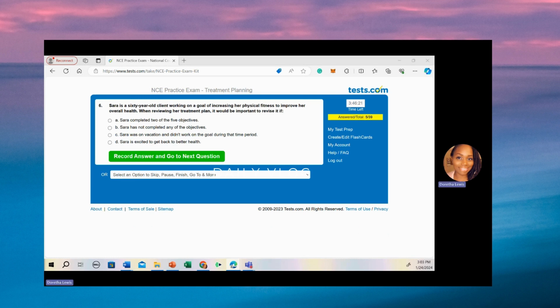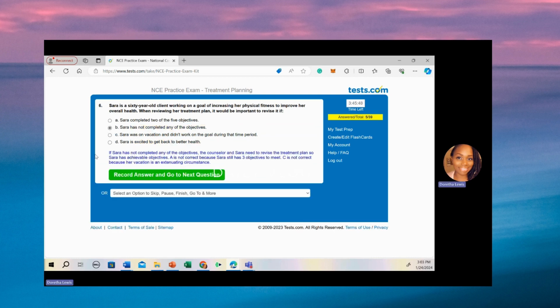Sarah is a 60-year-old client working on a goal of increasing her physical fitness to improve her overall health. When reviewing her treatment plan, it will be important to revise if A, Sarah completed 2 of the 5 objectives, B, Sarah has not completed any of the objectives, C, Sarah was on vacation and didn't work on the goal during that time period, and D, Sarah is excited to get back to better health.